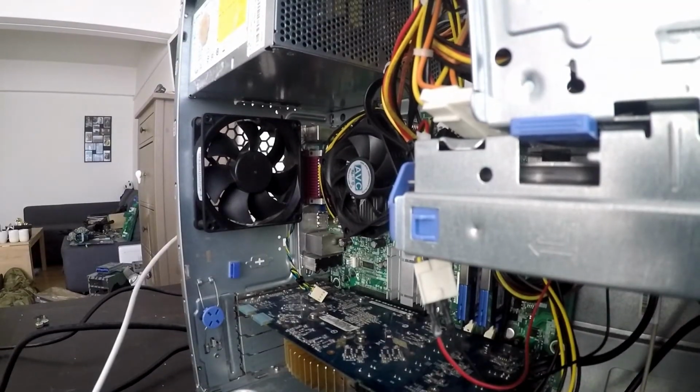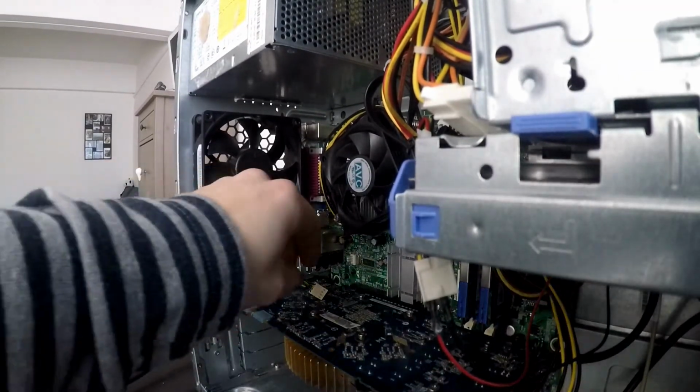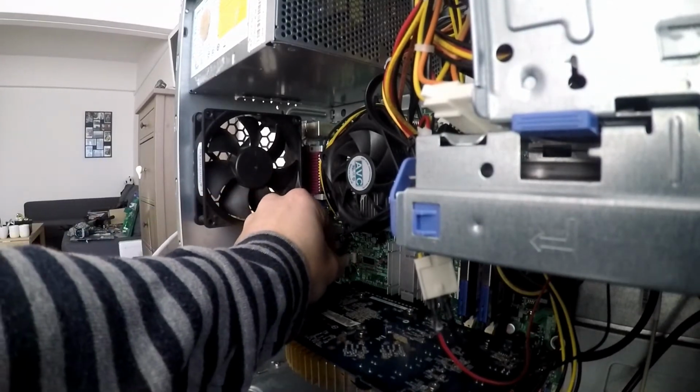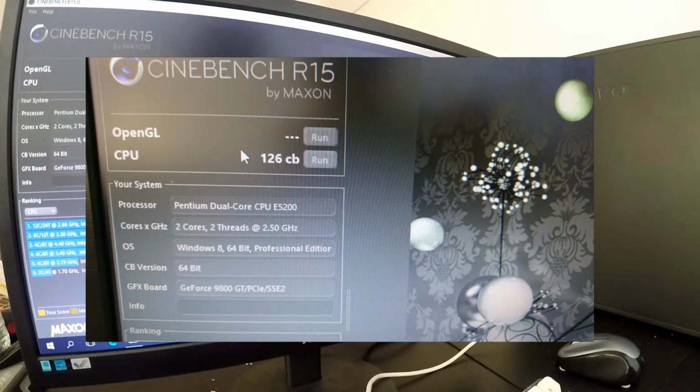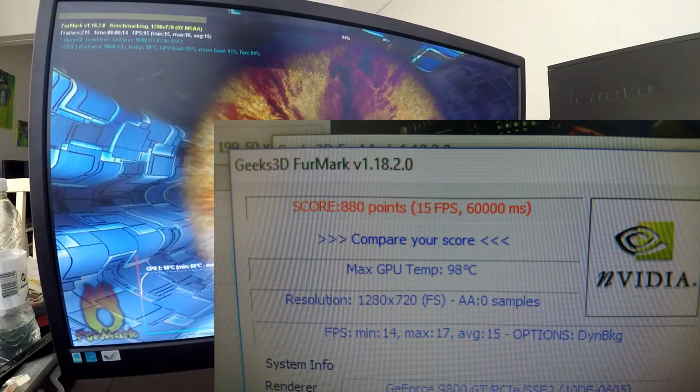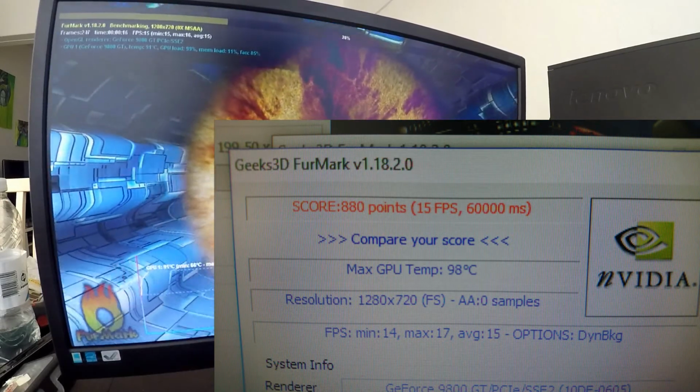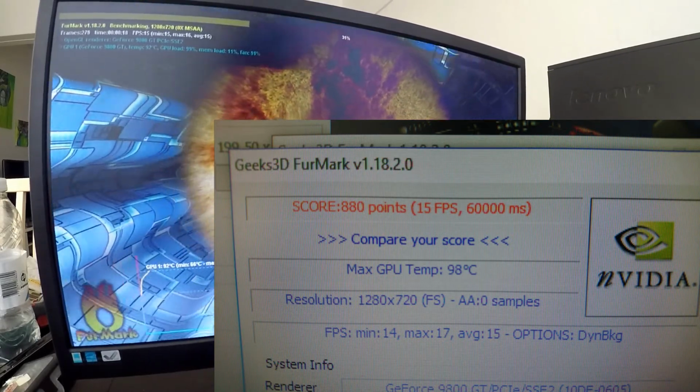Alright, time for test number 2. We're going to hook the exhaust fan up and close the case up. And we're going to run Cinebench one more time, and once again we got 126 points in the Cinebench, but Furmark jumped to 880. But those are not the important numbers. The important numbers are the temperatures.